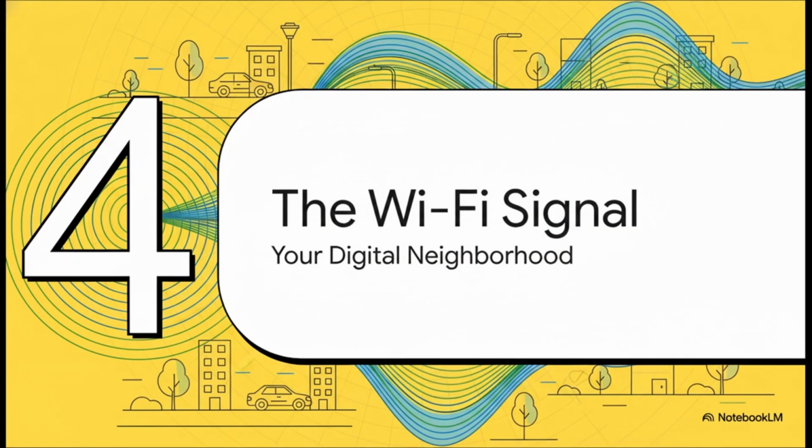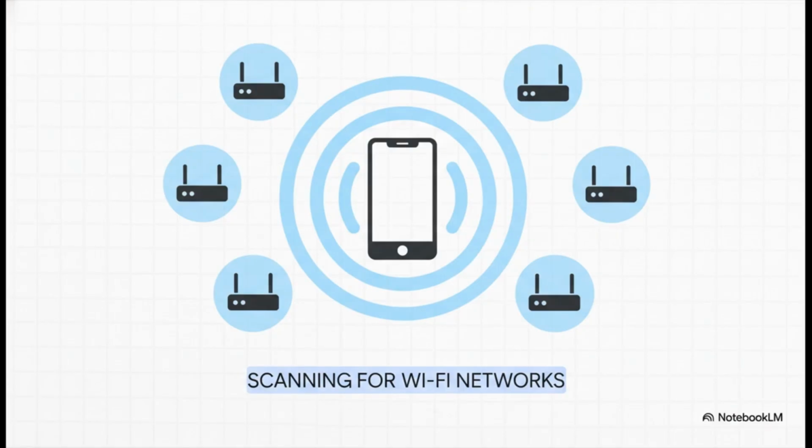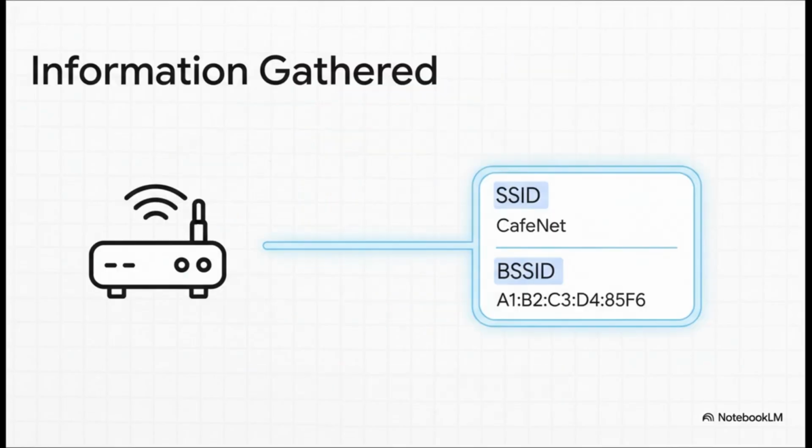There's a second and often more precise method, your Wi-Fi neighborhood. The system is basically just listening to its digital environment. I mean, think about it. Your phone is constantly scanning for wireless networks around it. That's how it knows what networks are even available for you to join. And as it scans, it makes a quick list of every network it can see. For each one, it jots down its public name, like CafeNet, and its unique hardware ID.